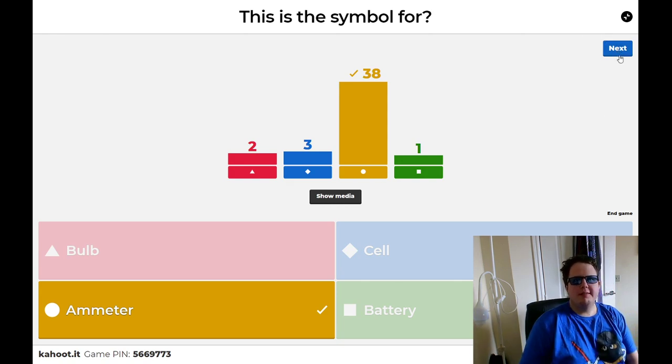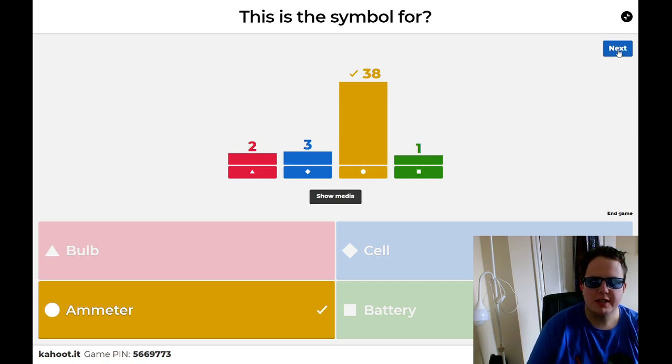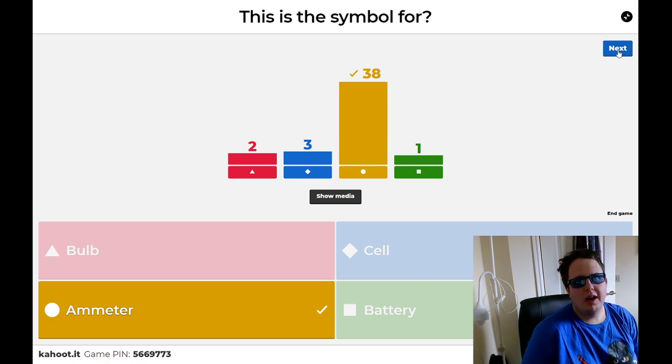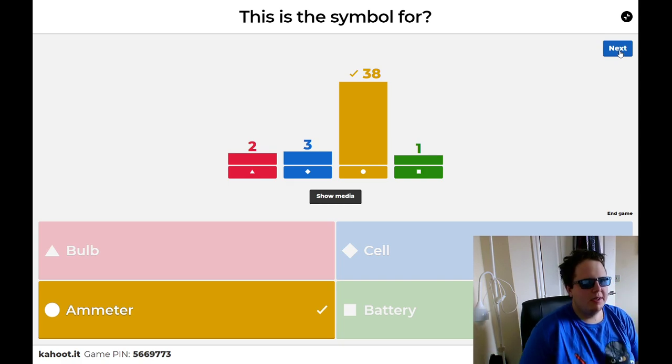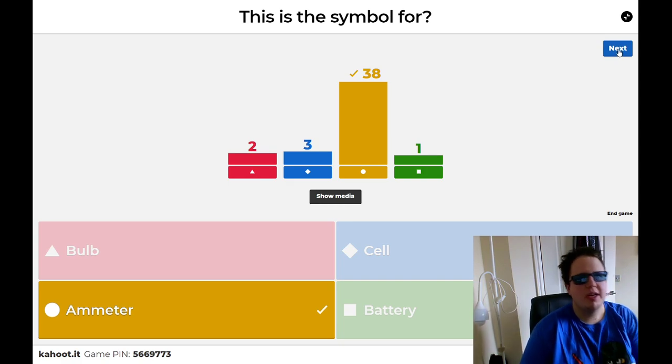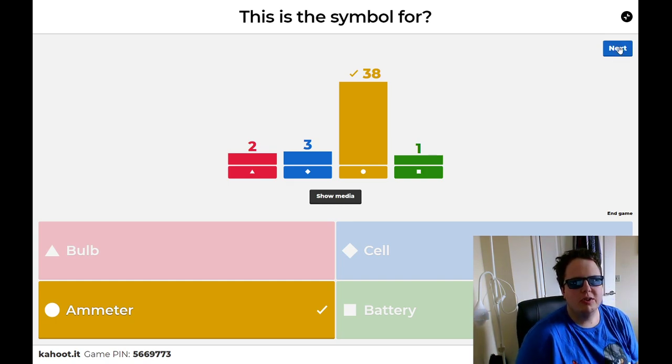Yeah, I'm sorry, there seems to be a delay. That's why hopefully the questions are ticking through with there being a minute for each question, which means hopefully by the time everyone gets them, you can still see them. So yeah, that was an ammeter, a circle with an A in it for ammeter. Okay, on to the next question.